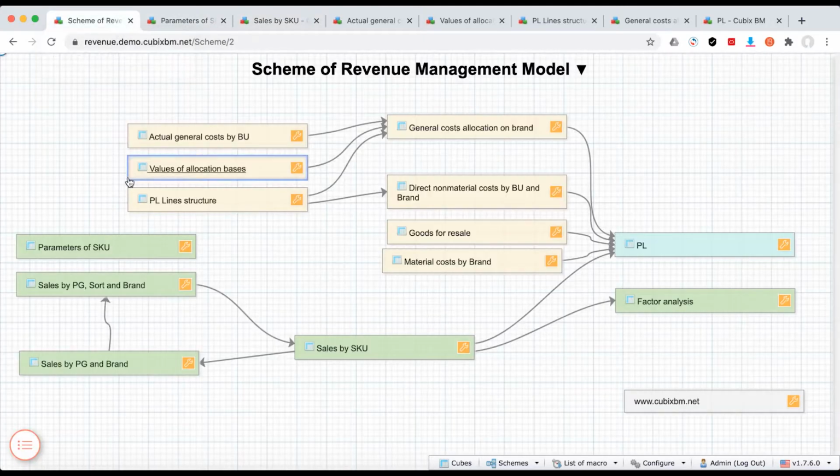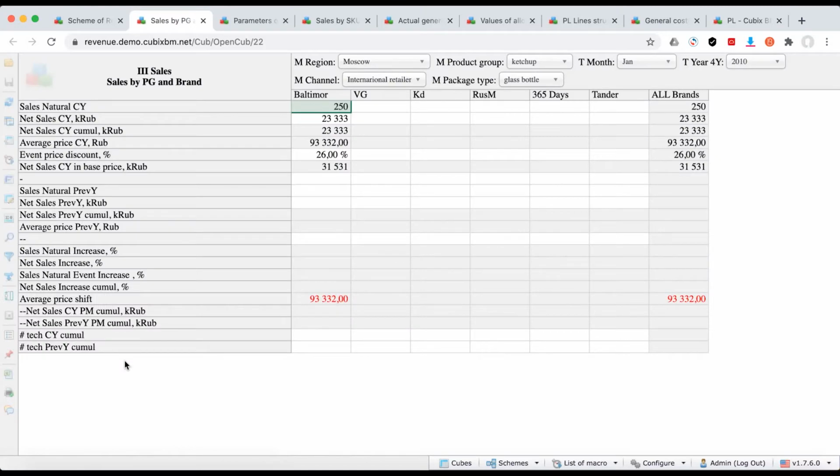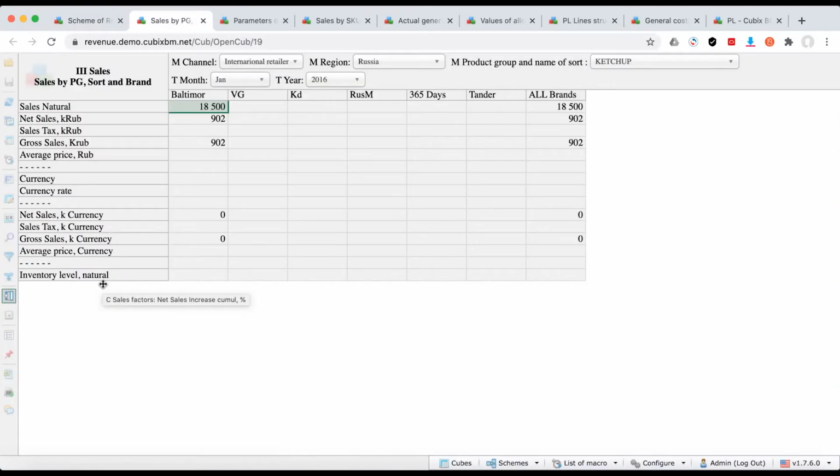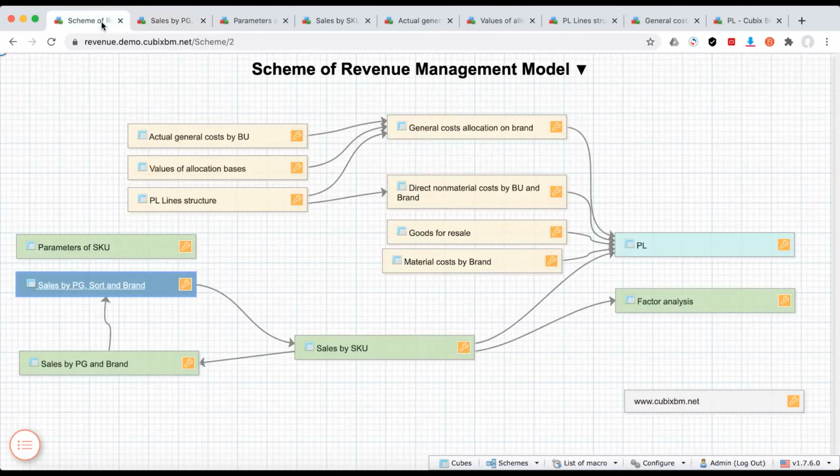If we need, we can create some additional cubes for sales planning, like this: sales by product group and brand, or sales by product group, sort, and brand, and many others, as many as we need for sales planning. Now, let's get down to the process of cost allocation on brand, for example. Let's look at this branch of our model.